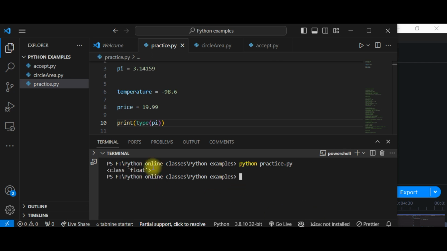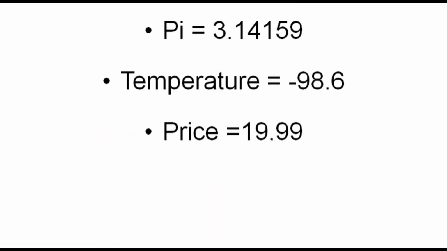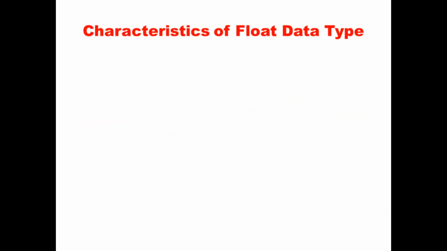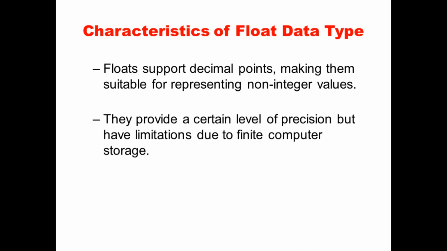So the float data type represents numbers with decimal points. These numbers can be both integers and non-integers. It allows negative values as well. Here are some of the characteristics of float data type. Floats support decimal points, making them suitable for representing non-integer values. They provide a certain level of precision but have limitations due to finite computer storage. This point we'll see in detail in some time.